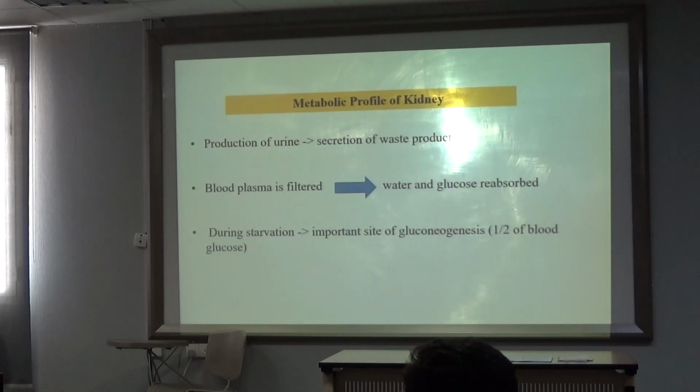Then the kidneys, a faithful friend. Production of urine, secretion of waste products, blood plasma is filtered, water and glucose are reabsorbed, and during starvation it is very important for the production of glucose, half of the glucose production there, so it is very good in gluconeogenesis. Clear? But this is after prolonged starvation. Even so, gluconeogenesis is a continuous process, not only dependent upon prolonged starvation.